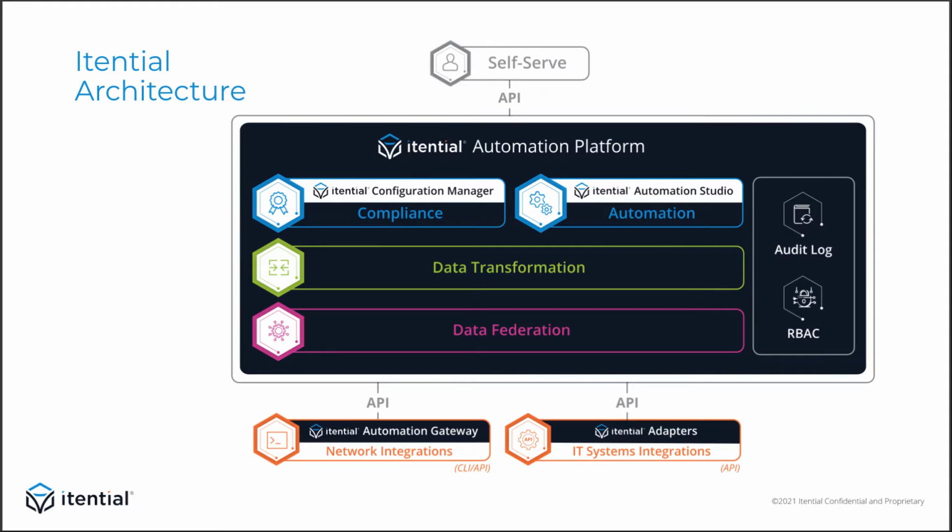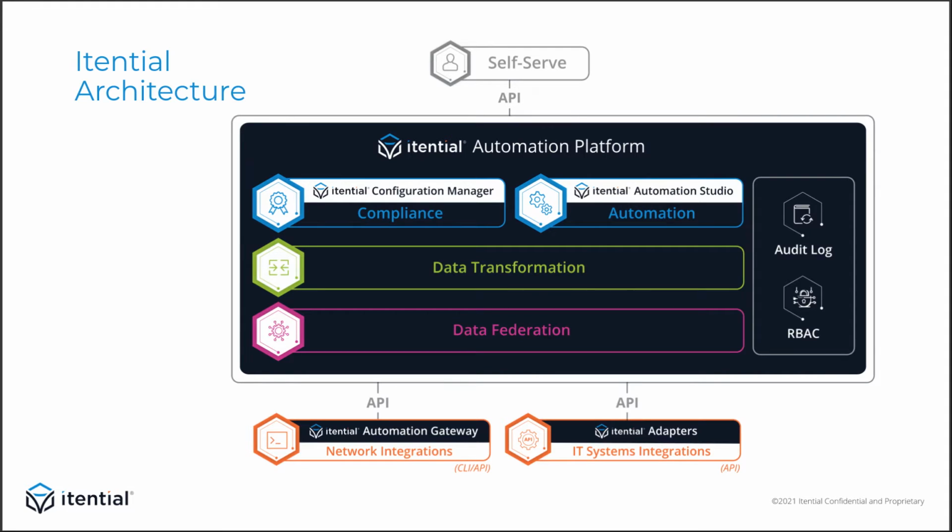Below that, there are a couple of key things I want to highlight. We have our orange integration layer there, our data federation layer, and the data transformation layer. And I'm actually going to roll that from the bottom up, because that's the steps we need to take to actually get them into our Automation Studio canvas.